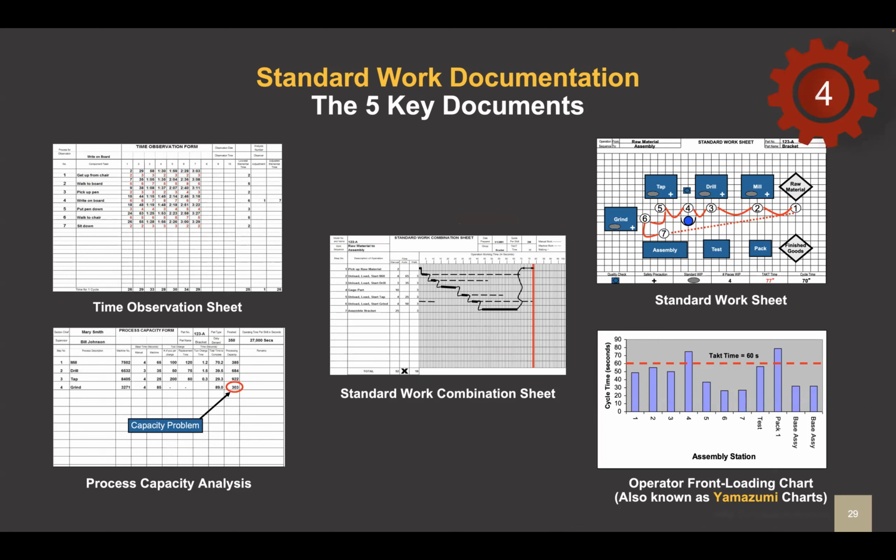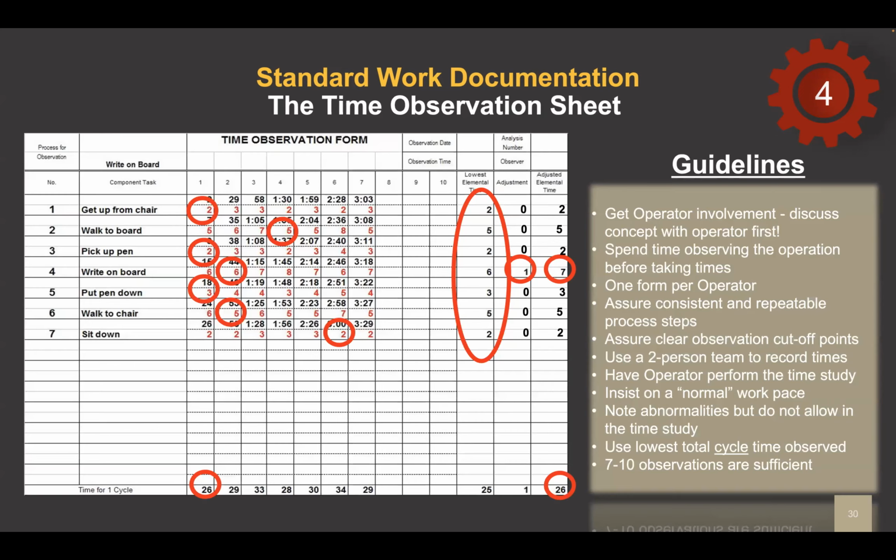I think you and I did the 10 steps. Yes. 10 rules for a process. And rule number 1 was if it's not documented, you are not allowed to call it a process, right? And you look at these 5 documents: you've got your time observation sheet, your process capacity analysis, your standard work combination sheet, your standard worksheet, and your operator front loading chart, which the Japanese sometimes call Yamazumi charts. We'll go through each one.